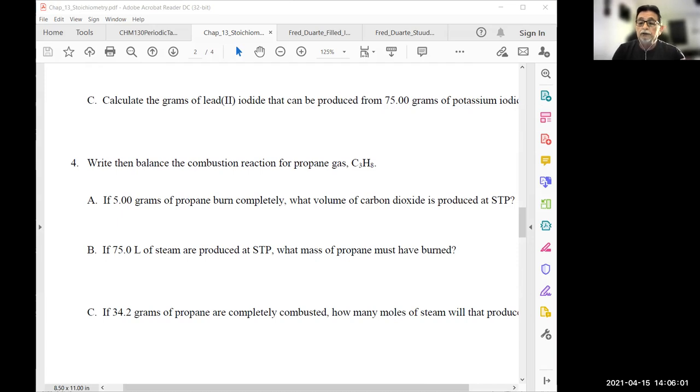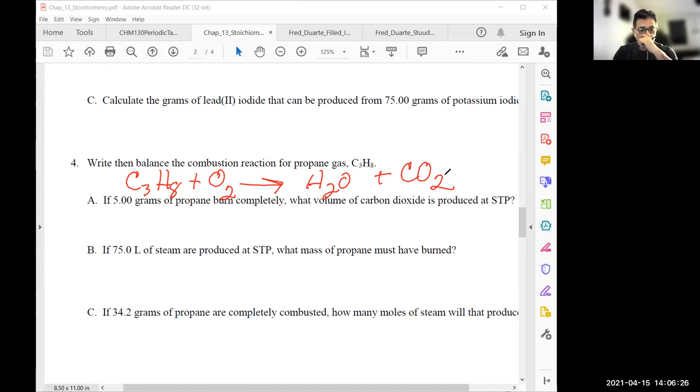And let me go through that one real quick to help you remember here. So we got propane gas, which is C3H8 plus O2. It's a combustion reaction. The only 2 products you're going to get are carbon dioxide and water. All right, and since we're burning this thing, everything is a gas. Propane is a gas, oxygen is a gas, water vapor and carbon dioxide are gases.